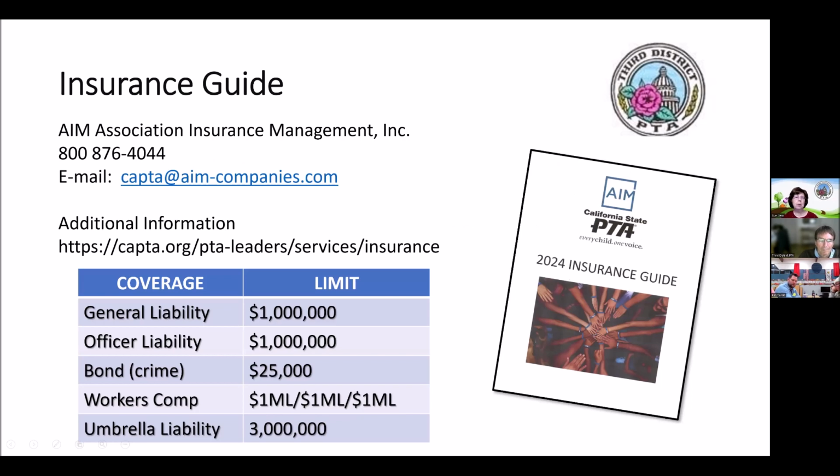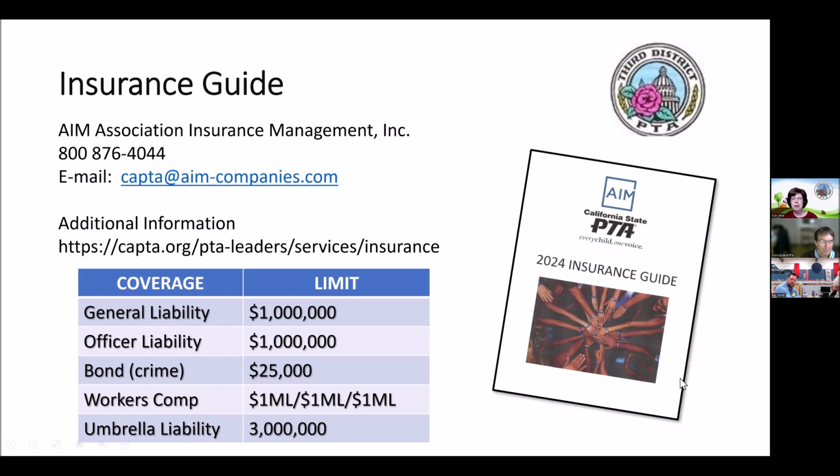Another thing that's important, a tool, is your insurance guide. The insurance is on a calendar year. We're in 2024 right now, and so you're looking at the 2024 insurance guide. If you don't have that, you can go to the state PTA website and look for it and then download it. It's on my computer too, so I can send it to you if you email me if you need it. And some of the additional information, just for your own information, is some of the limits that it will talk about.